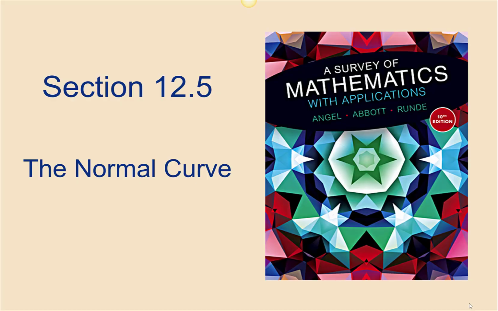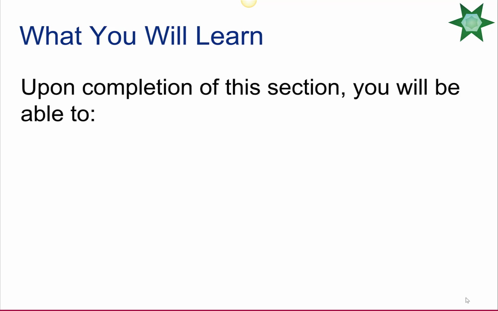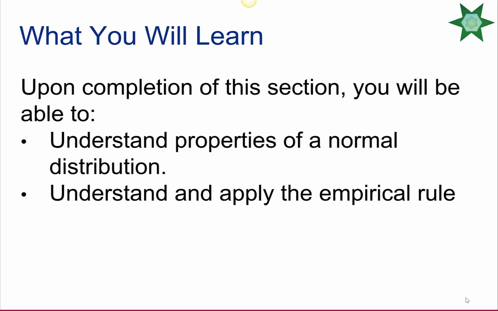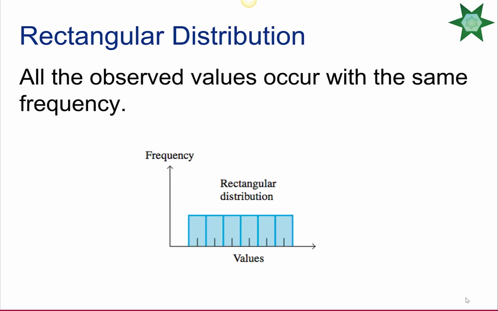Section 12.5, the normal curve. Upon completion of this section, you'll be able to understand properties of a normal distribution, understand and apply the empirical rule, and calculate a z-score. So we're going to look at the distribution of some different types of populations.